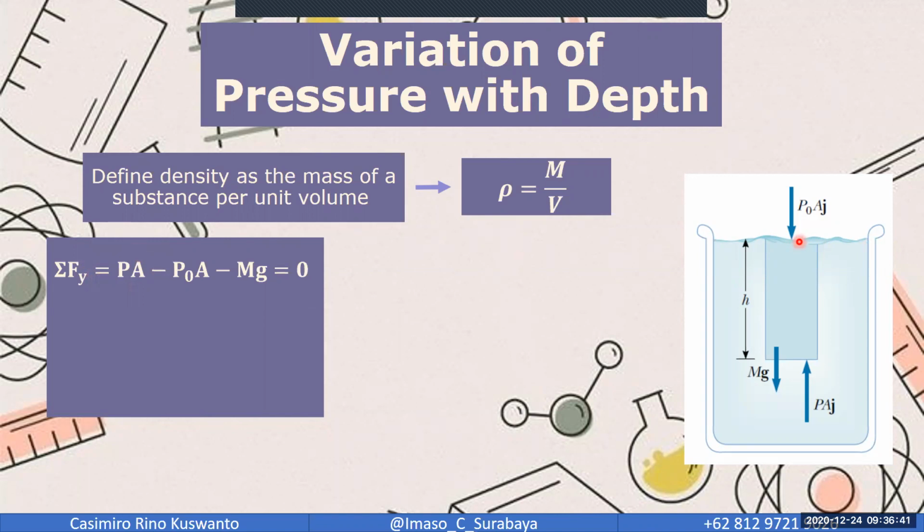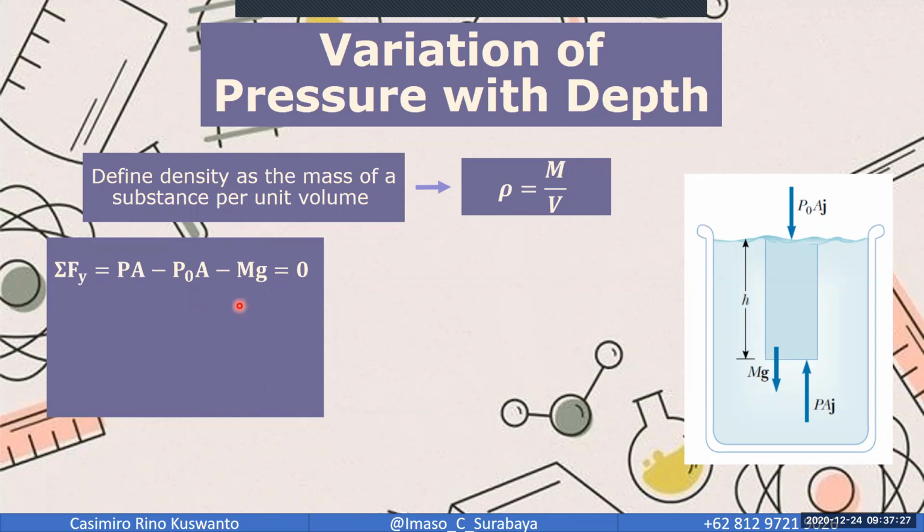The upper side of the box also feels a force downward from the fluid above it, which is the air or atmosphere. The atmospheric pressure is P0. So the force caused by this pressure is P0 times A. Because the force is perpendicular to the box surface, the direction is downward, so the sign is negative.